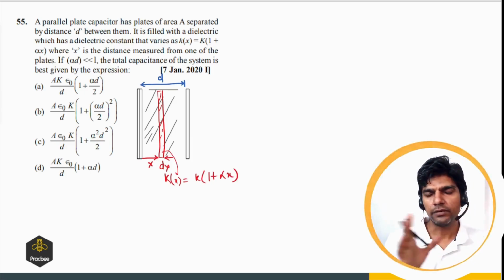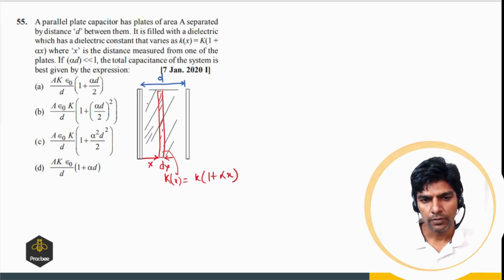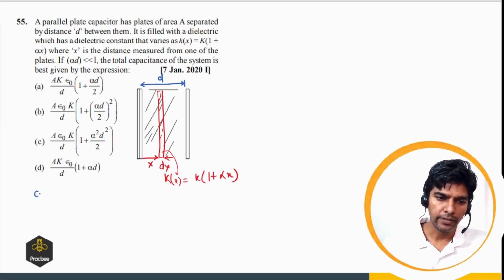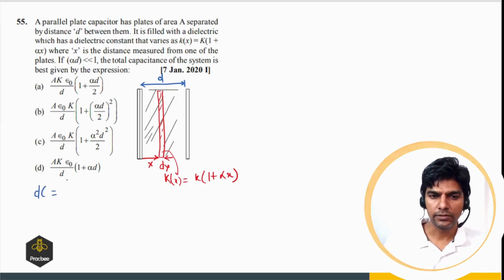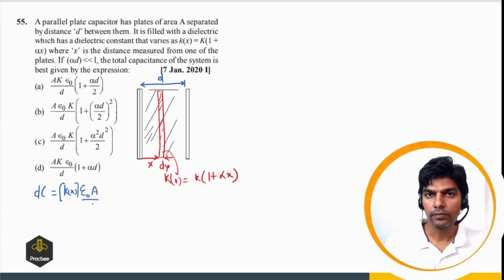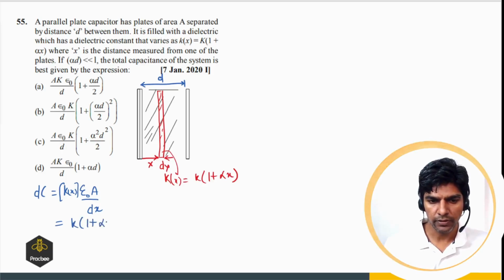Now if we divide this dielectric material into infinite slabs, and all these slabs are connected in series, and dC is the capacitance of one of the slabs, which can be written as k(x) times epsilon naught times area by the thickness, and thickness will be dx. So let us put the value of k, which will be k times (1 plus alpha x) times epsilon naught A divided by dx.